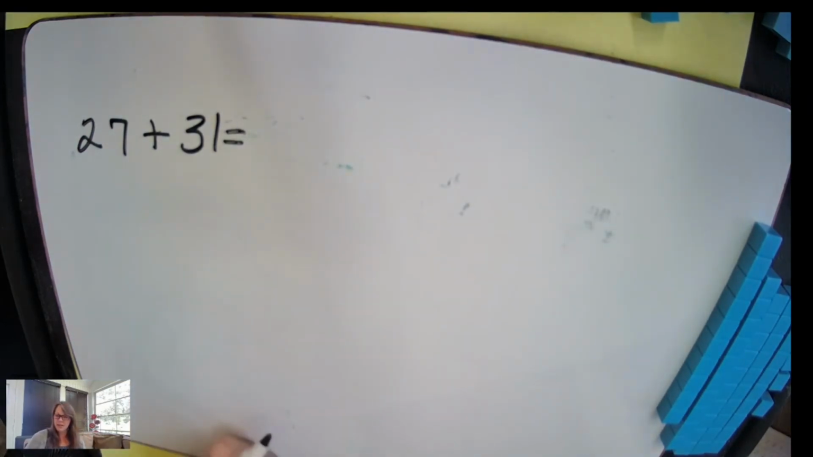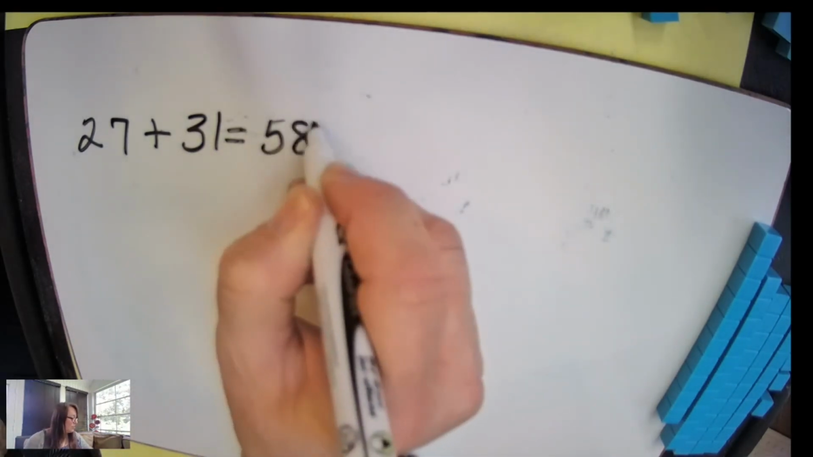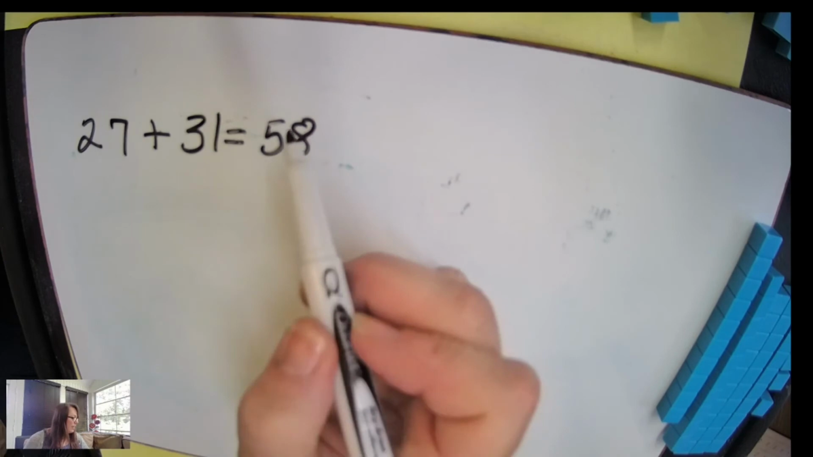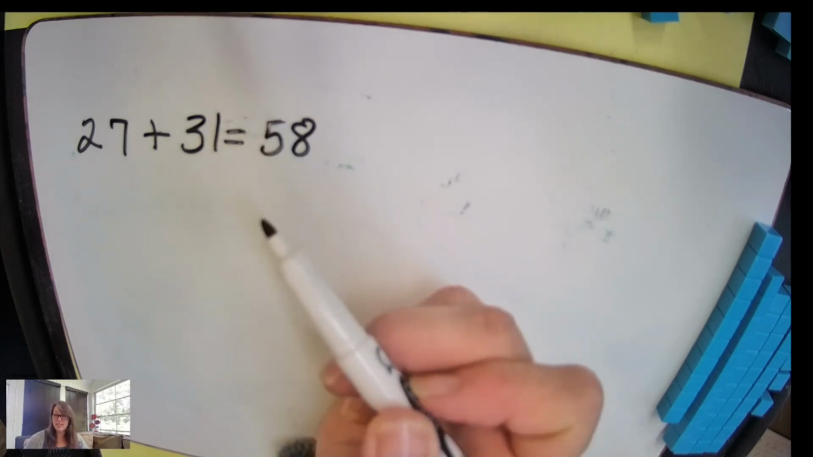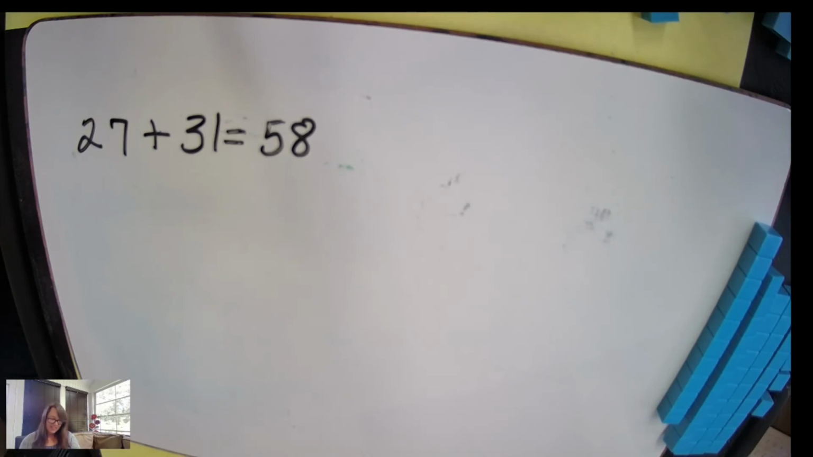Do we agree or disagree with Cameron's answer? 58. I see everybody agrees. 27 plus 31 is 58. So Cameron told us about how he was thinking about the answer. Let's hear from someone else. Sarah, would you like to talk to us about how you thought about this problem?